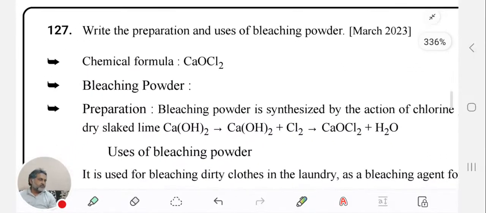Question number 127. Write the preparation and uses of bleaching powder.